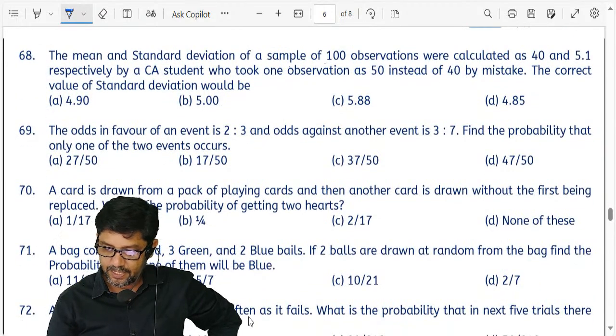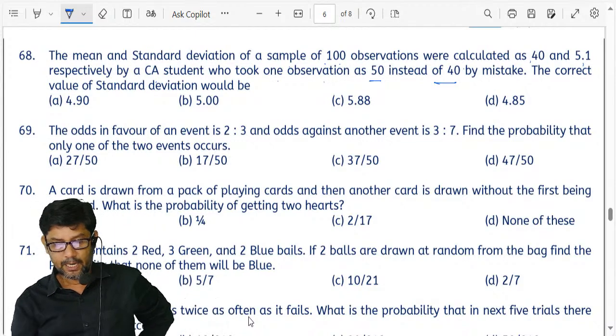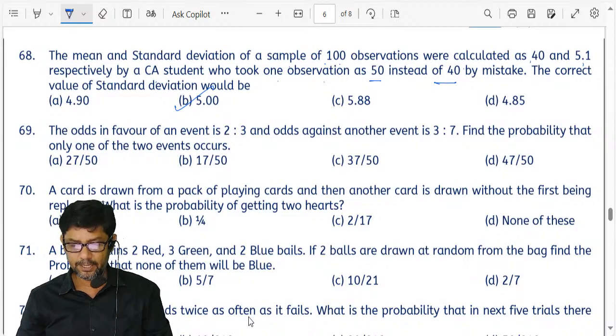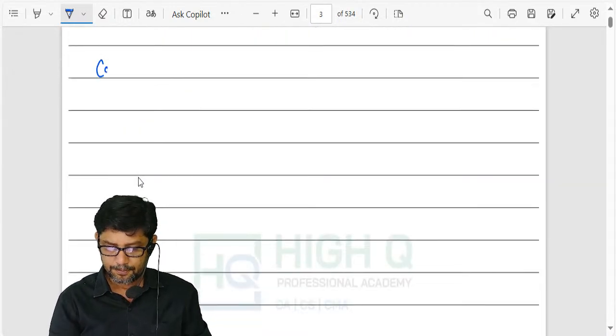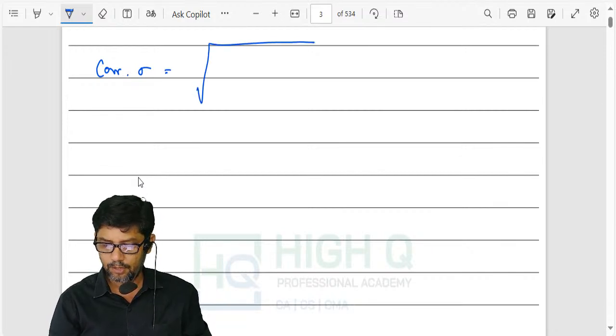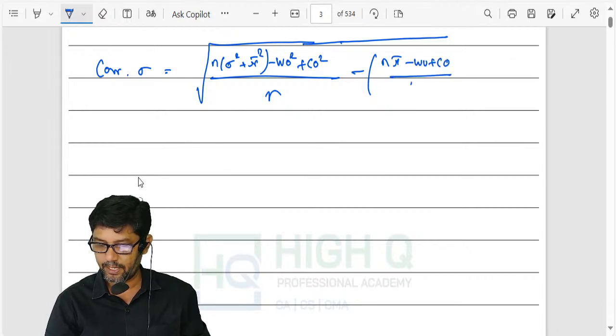Next, the mean and standard deviation of a sample of 100 observations were calculated as 40 and 5.1 respectively by a CA student who took one observation as 50 instead of 40 by mistake. The correct value of standard deviation would be, I think, 5, right? This question is there in your book also. But still, let me tell you the corrected standard deviation formula. Root of n into sigma square plus x bar square minus wrong observation square plus correct observation square divided by n, minus n x bar minus wrong observation plus correct observation divided by n.